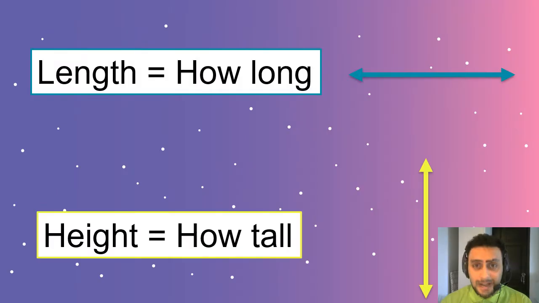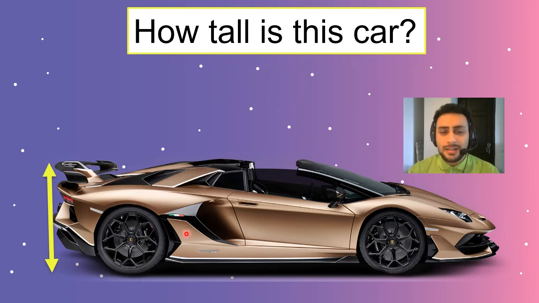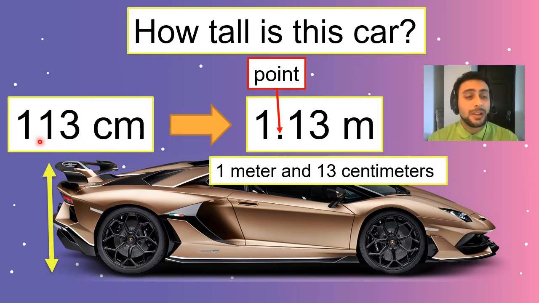Now what is height? As you remember, length is about how long something is or how short something is. But height is about how tall something is. Now, let's see this car. As you remember, we learned how long it is, but we're going to learn how tall it is. Remember? It is 113 centimeters.